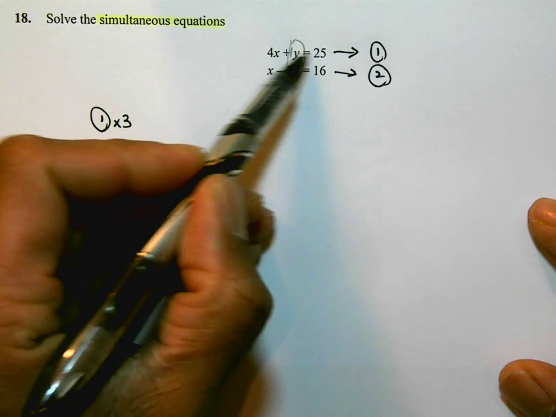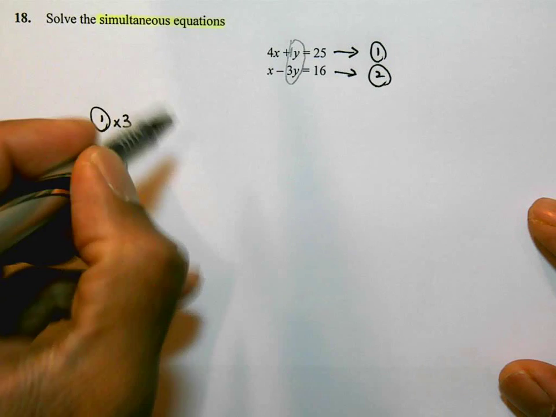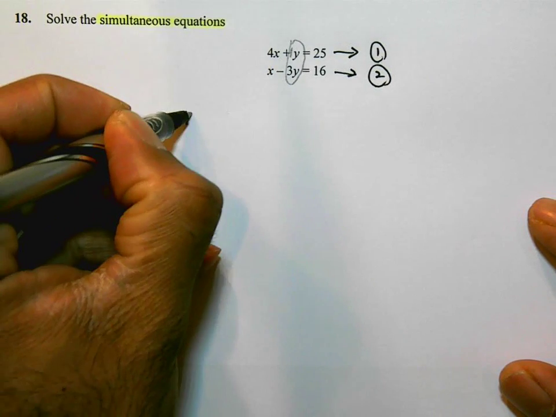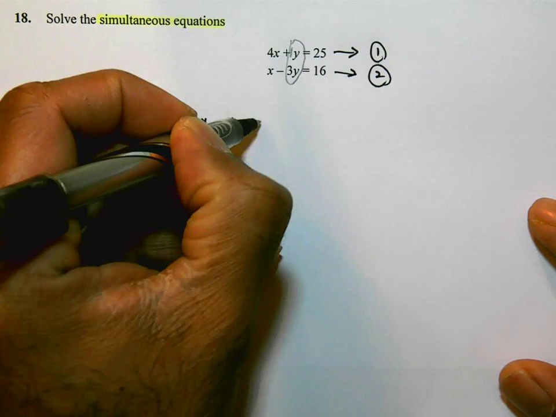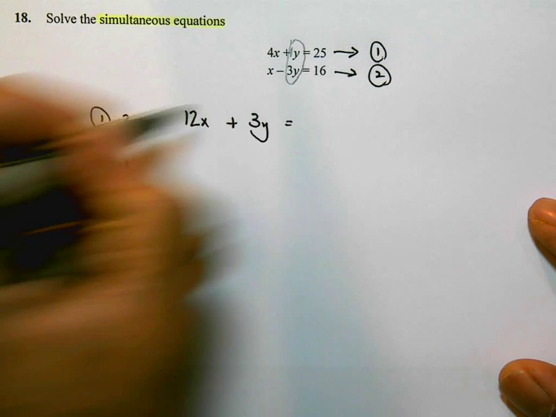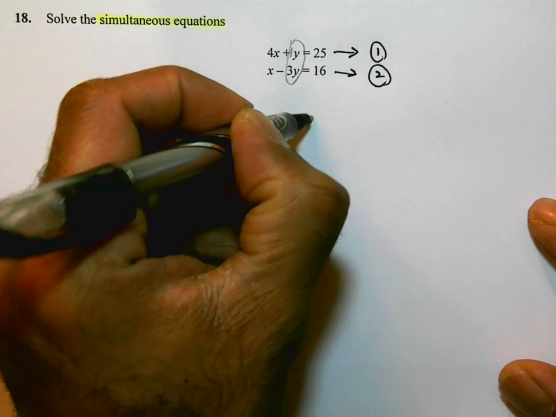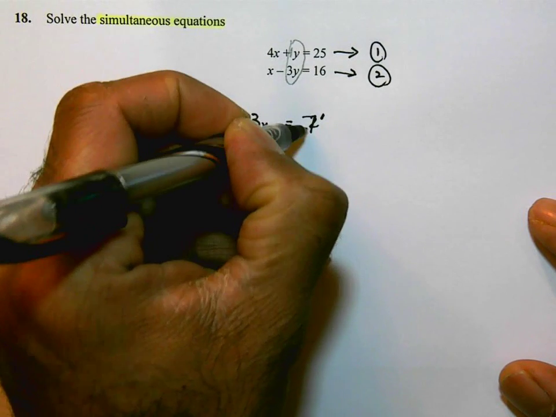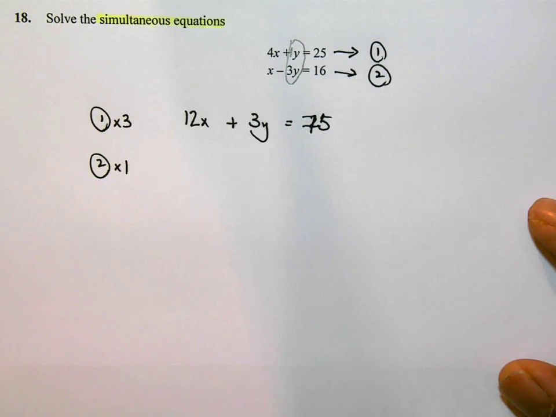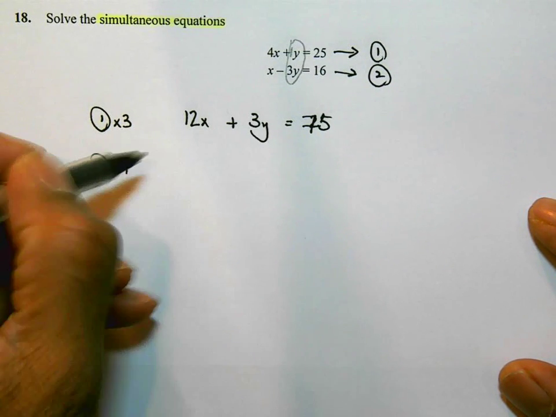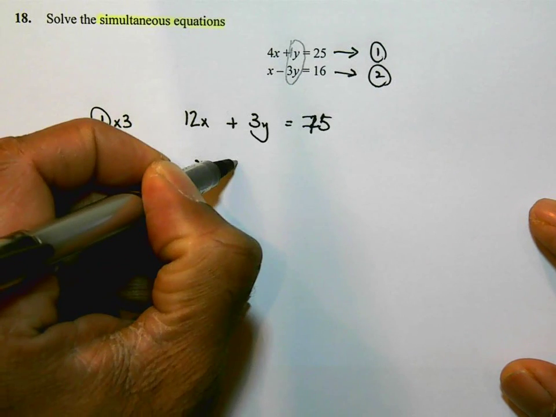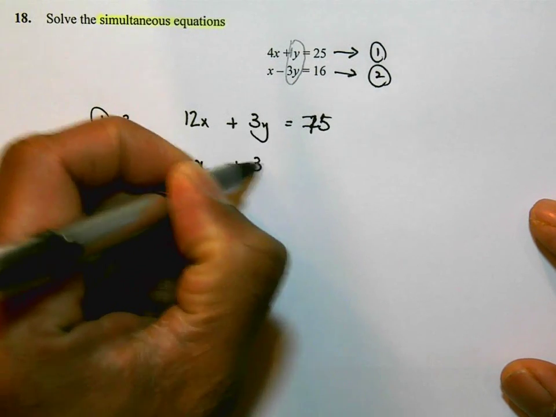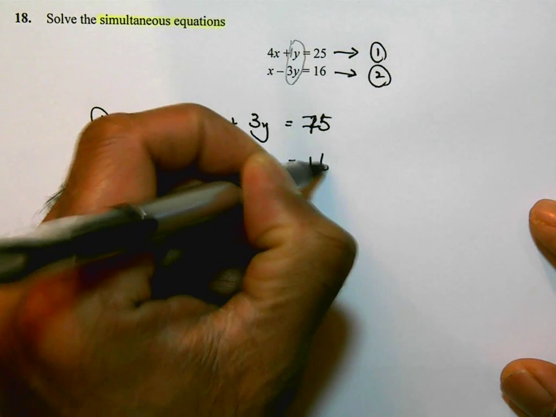When we times equation 1 by 3, 4 times 3 is 12, so I get 12x, plus 1y times 3 is 3y, and 25 times 3 is 75. Make sure you times every single term by 3. The second equation is going to remain pretty much the same, where you times it by 1, so that's x minus 3y, and that's 16.